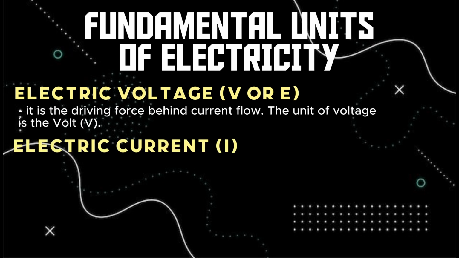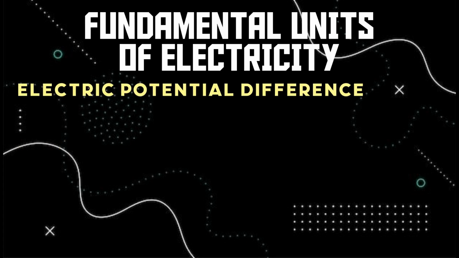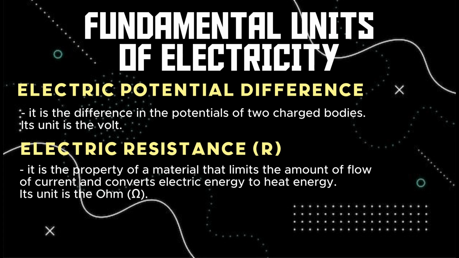Electric current. It is the motion or transfer of charges from one region of a conductor to another. Its unit is the ampere. Electric potential difference. It is the difference in the potentials of two charged bodies. Its unit is the volt. And last, electric resistance. It is the property of a material that limits the amount of flow of current and converts electric energy to heat energy. Its unit is the ohm.